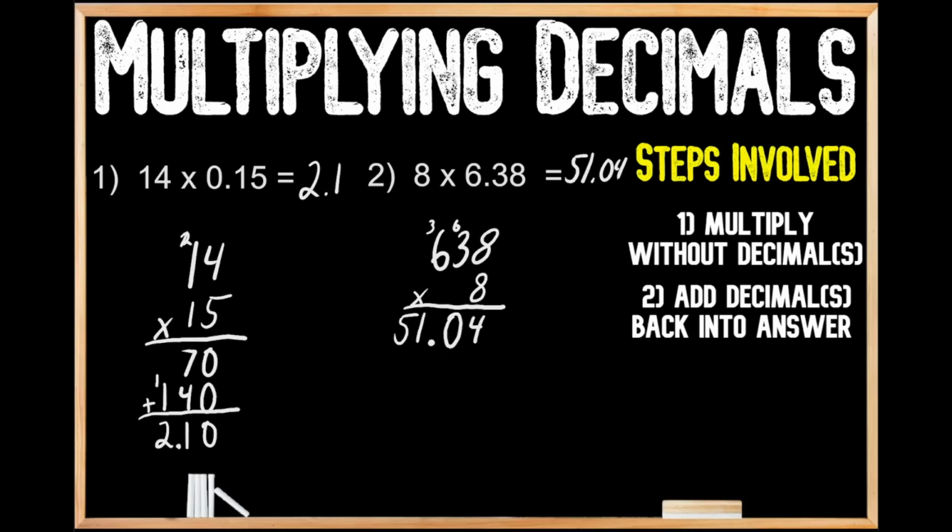Hopefully by now you understand the steps involved when multiplying a whole number by a decimal.